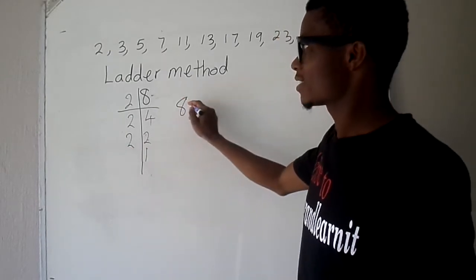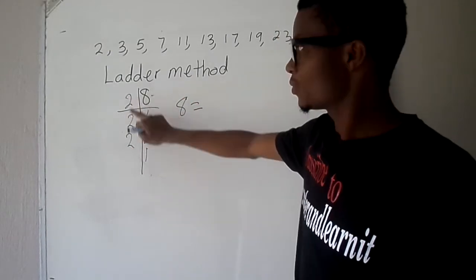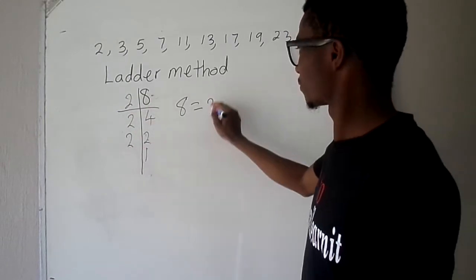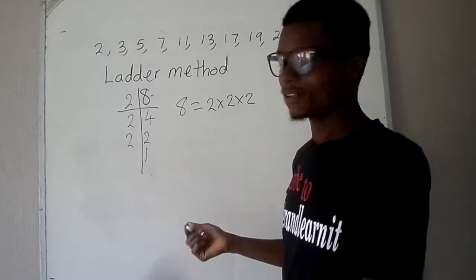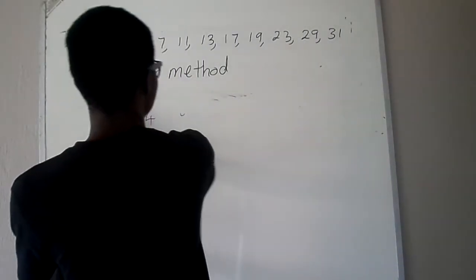So 8 as a product of its prime factors is 2 times 2 times 2. We can do that for any number, and I mean any number.